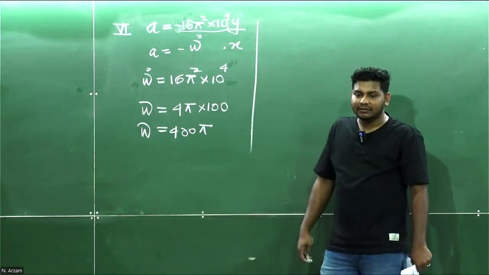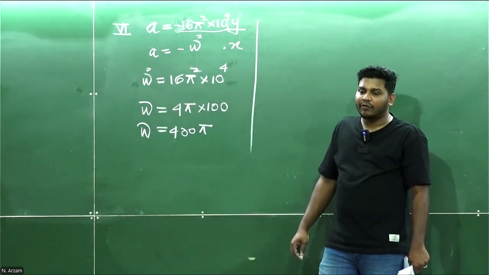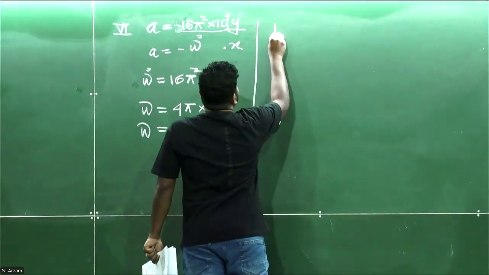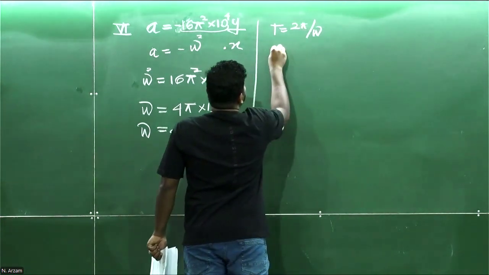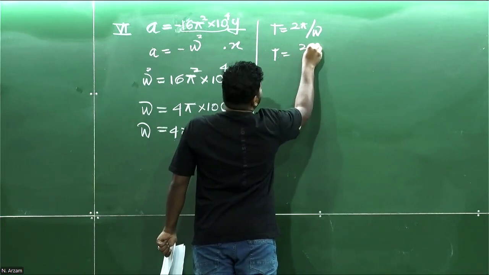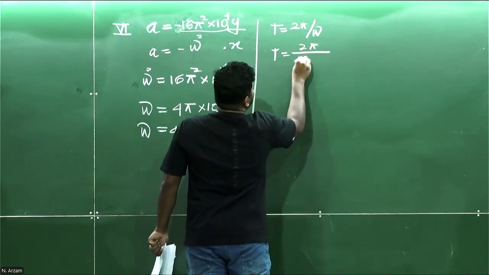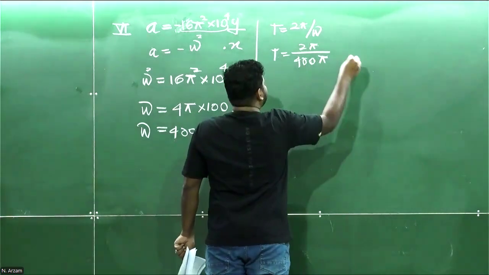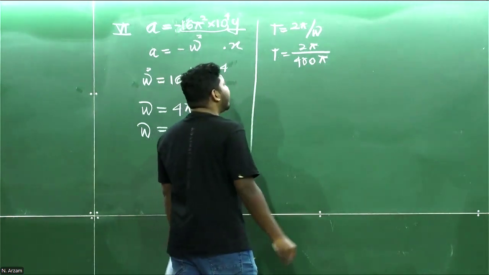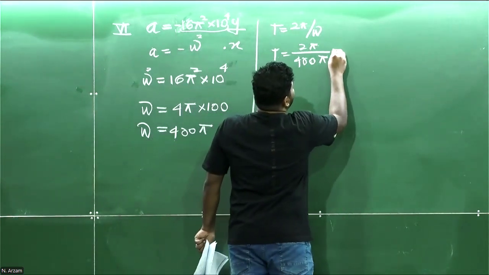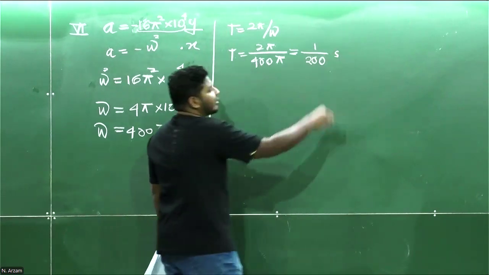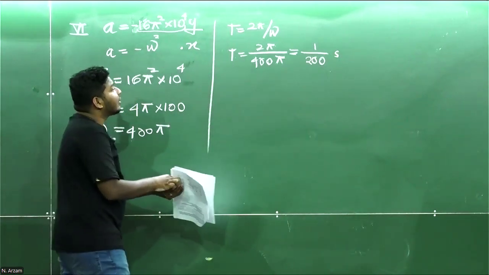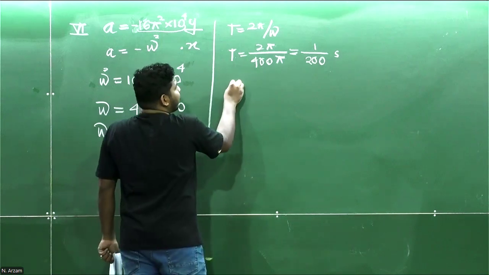What is the value, guys? T is equal to 25 over omega. So I'm going to substitute here. T is equal to 25 divided by 405. So 5 cancel, 1 divided by 200. T is 1 divided by 200 seconds. Okay, right. Look at the next one.